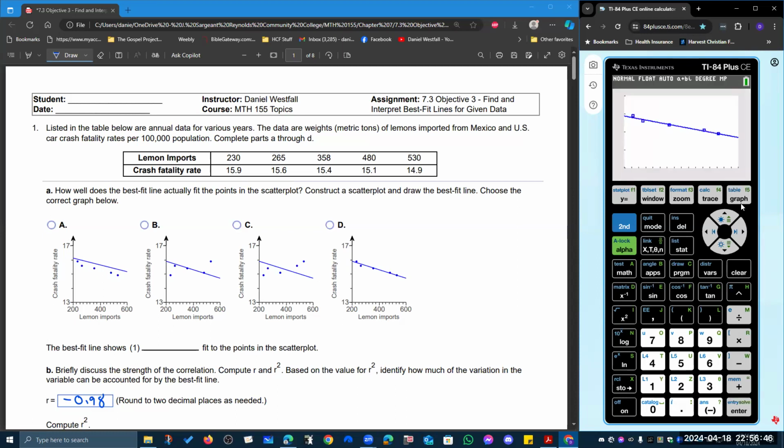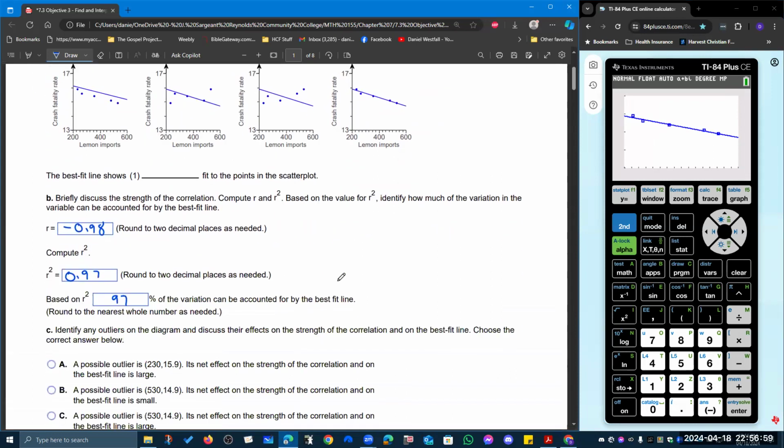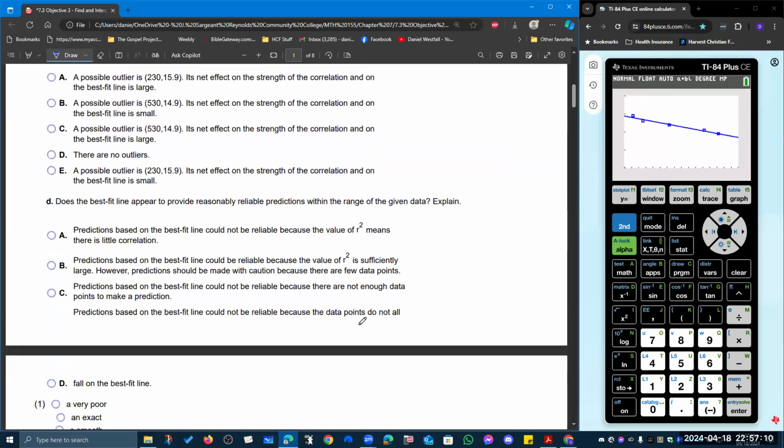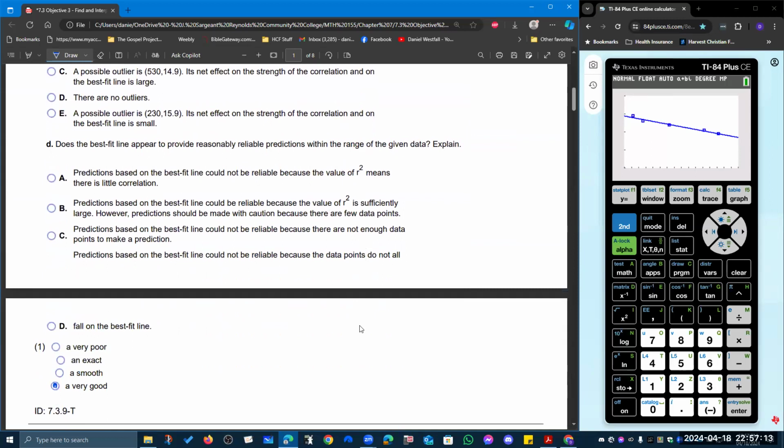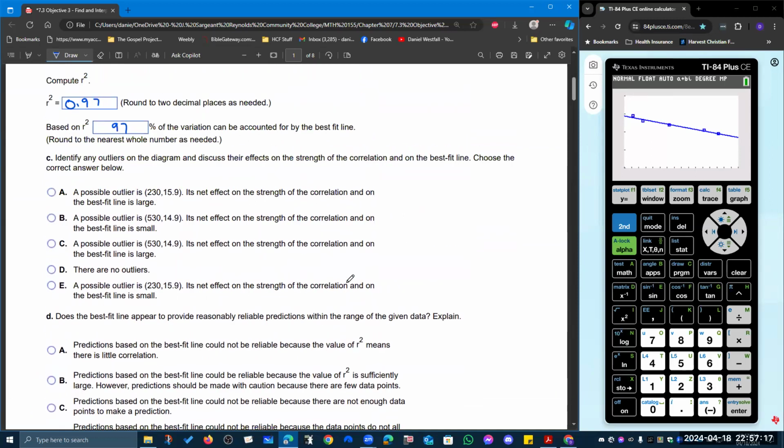Y max is 17. And that definitely goes by ones. Let's graph that. That looks like D. We would say that the best fit line shows a very good fit to the points in the scatter plot. That's right here. Now let's answer these questions.